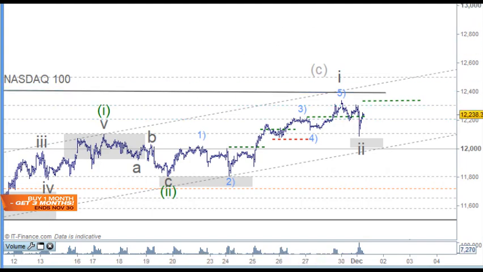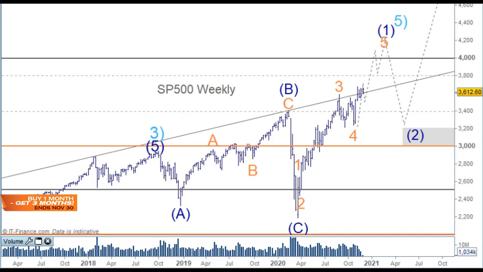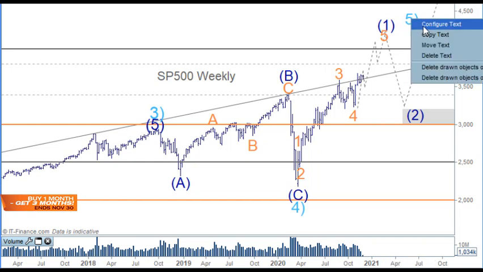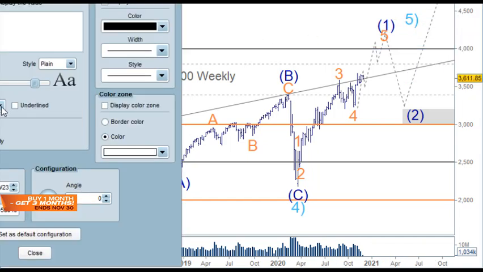Let's have a look at the S&P 500. It's the same as well in terms of looking for wave 4 here and looking up for wave 1. It's possible that wave 5 can be up here for this. Somehow I just don't think it's the case.